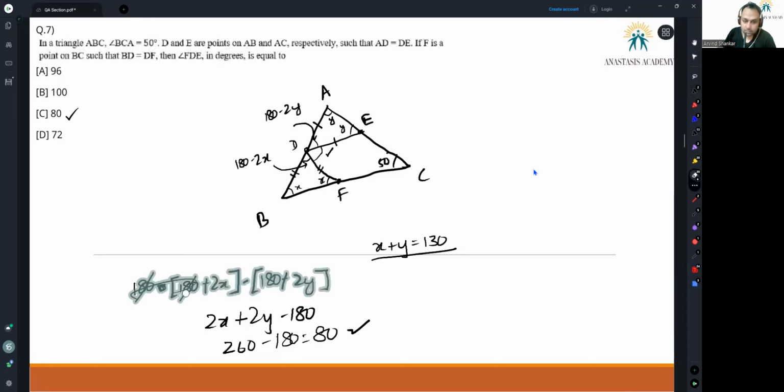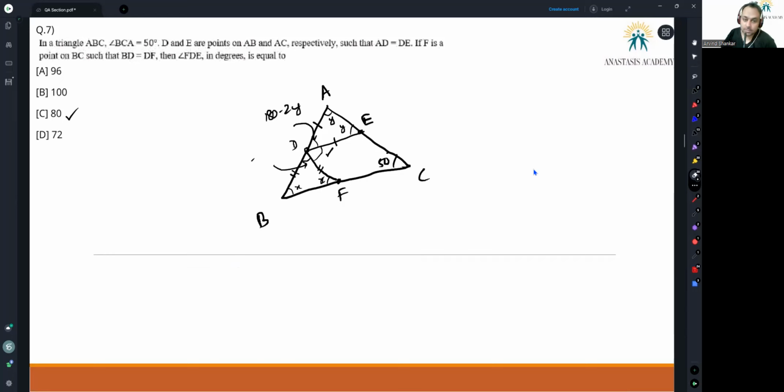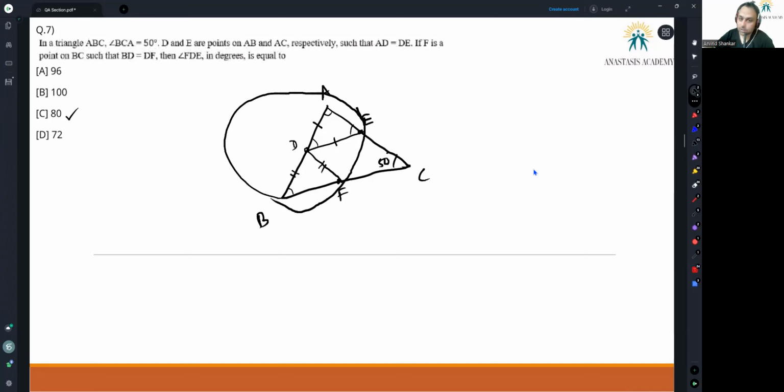The other thing, and unfortunately, these are things that came to me later. The first thing that came to my head while looking at this, because there were lots of equal lengths being mentioned here, and all of them had D as a common point, I thought, let me just say there was a circle that was going through these points.